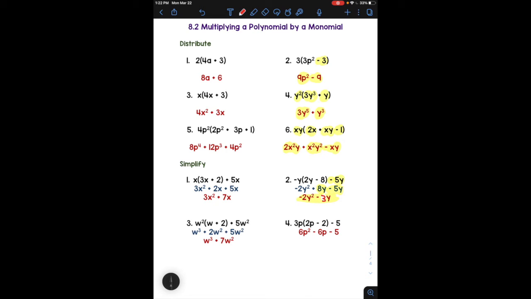And lastly, distributing 3p times 2p will give us 6p squared. 3p times negative 2 is negative 6p. And we're subtracting 5 at the end. However, in this case, none of the 3 terms are like terms with each other. Therefore, we can't simplify any further.